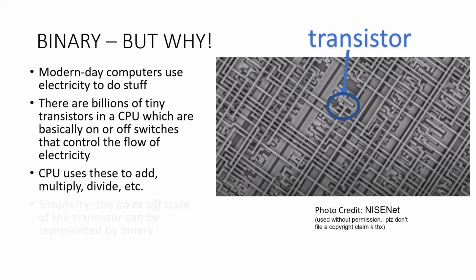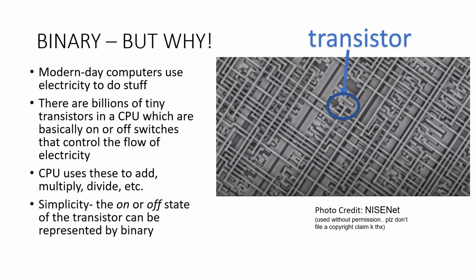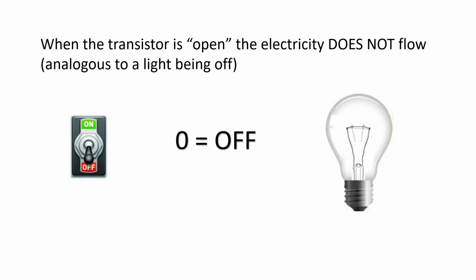So to answer the question why, it's because it's simplistic. Simplicity, the on or off state of the transistor, can be represented by binary. Let me explain. When the transistor is open, essentially the switch is off and the electricity does not flow. And this is analogous to a light being off on a light switch when the switch is in the off position. Now, this is symbolized in binary by a 0.